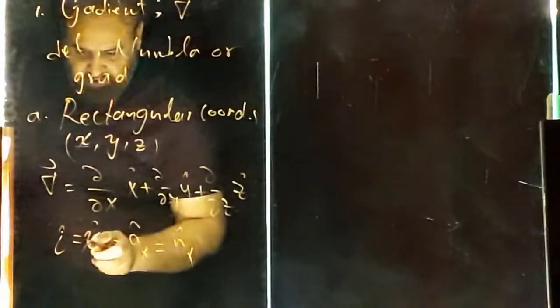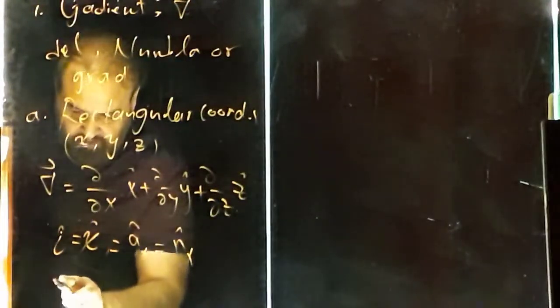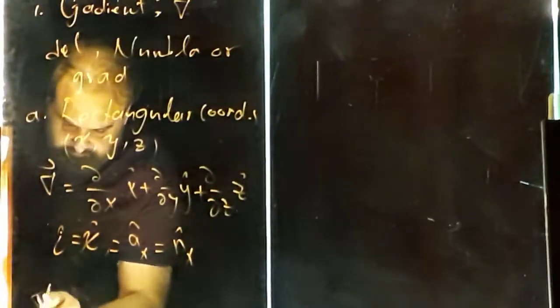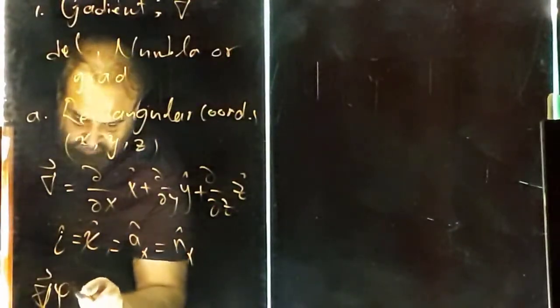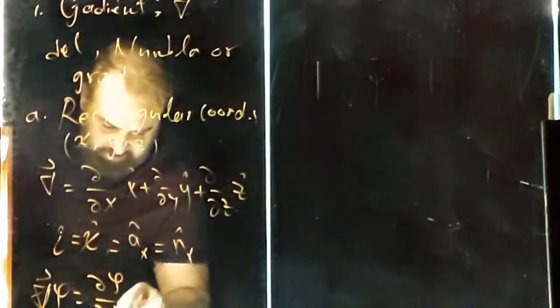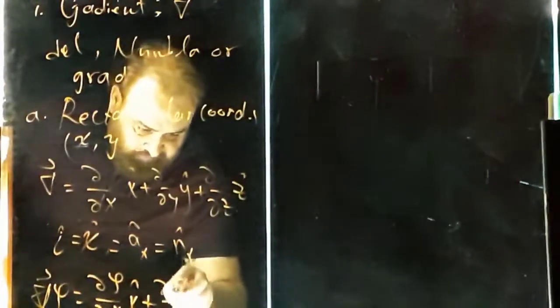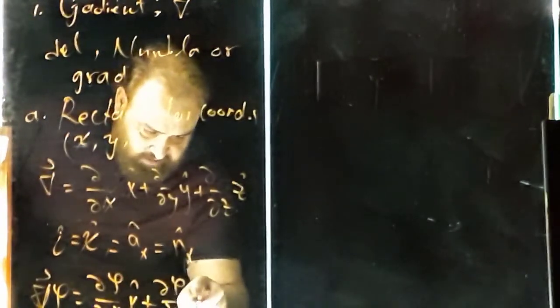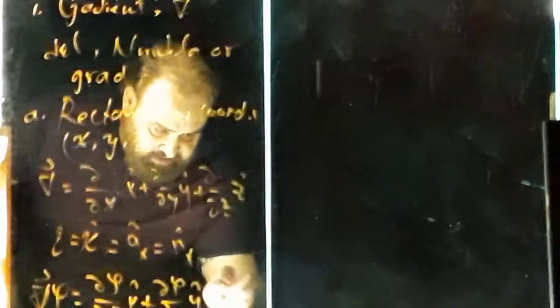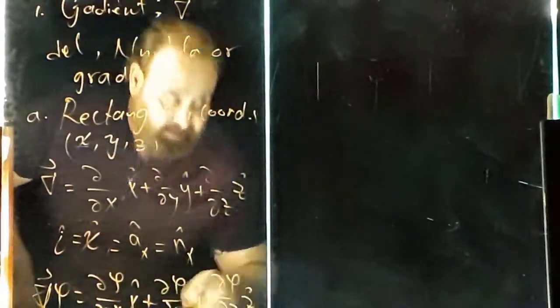If we have a scalar field like phi, the del of phi equals the partial phi over partial x, x hat, plus the partial phi over partial y, y hat, plus the partial phi over partial z, z hat.